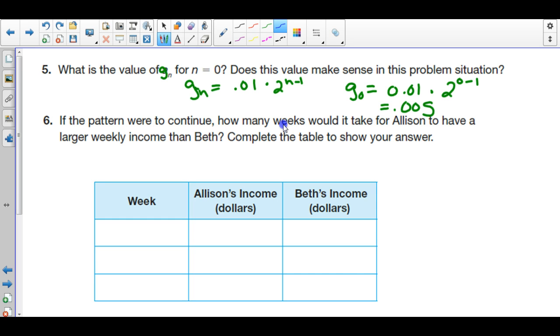If this pattern were to continue, how many weeks would it take for Allison's income to be larger? So this is where we're going to see if she really is a smarty pants by basically putting down the 9th, 10th, and 11th week.